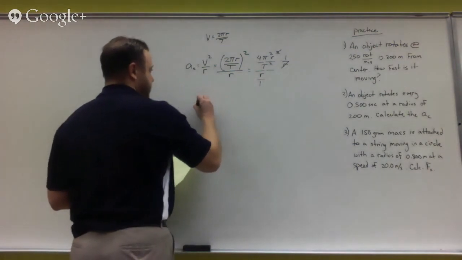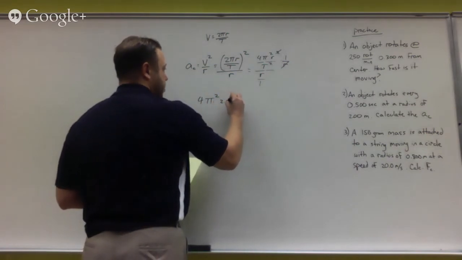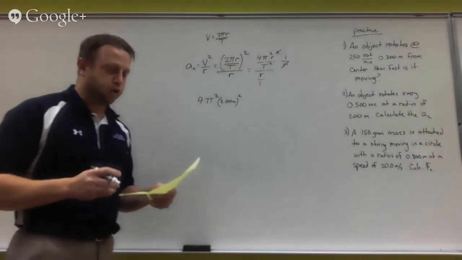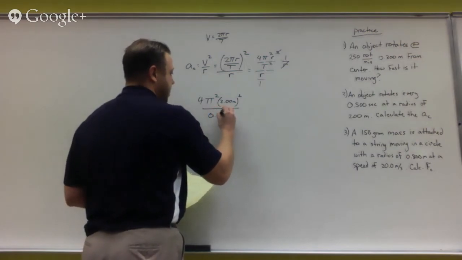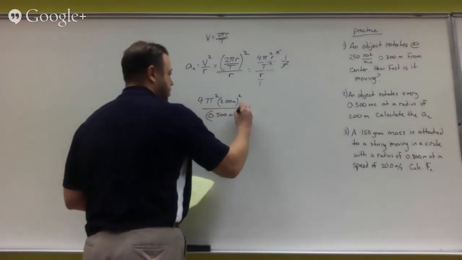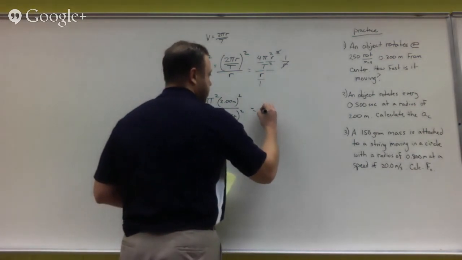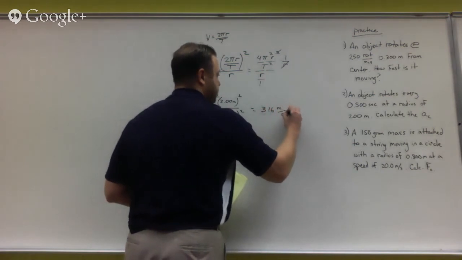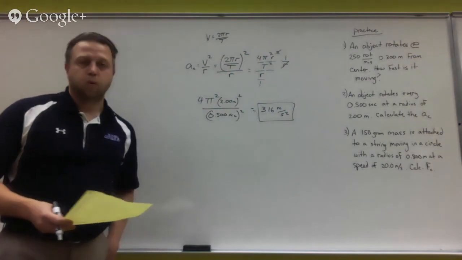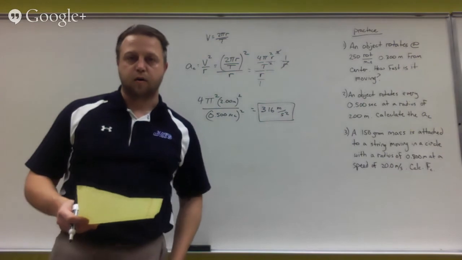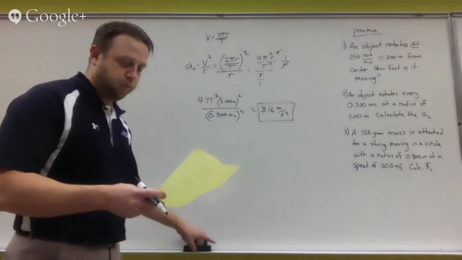If we fill this in, 4 times pi squared times my radius, which is 2 meters, divided by 0.5 seconds for one rotation, and we have to square that. That's going to give me a centripetal acceleration of 316 meters per second squared. It sounds like a pretty big number, but we'll start to make sense of some of these numbers later on. Right now they're just numbers on the board, and when we start seeing them in action, you'll understand a little bit of what we're getting.